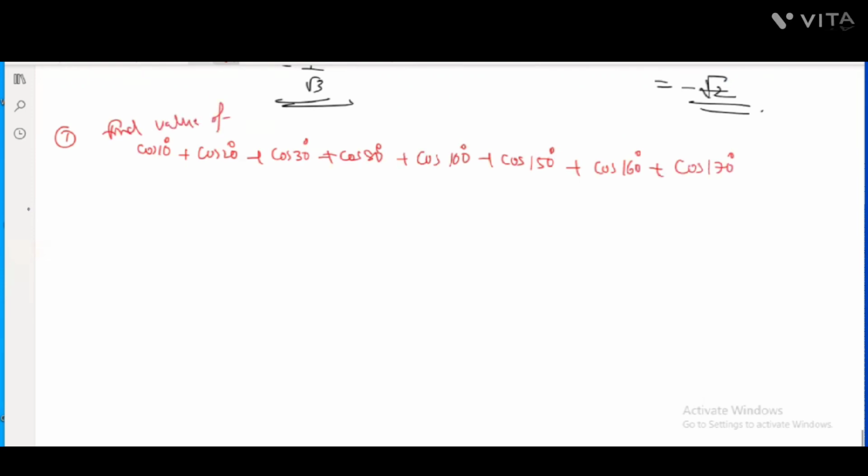If you look at this, how can we write it? These four, no change. Don't change these. So cos 10 degrees plus cos 20 plus cos 30 plus cos 80, there will be no change. If you observe this 100, I can write it as 180 minus 80.